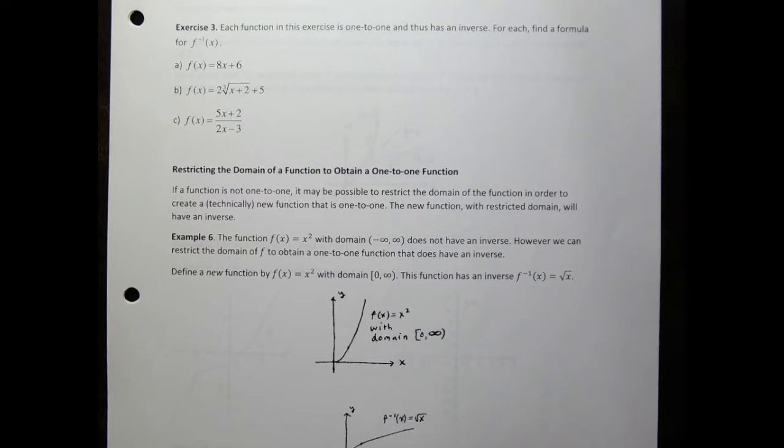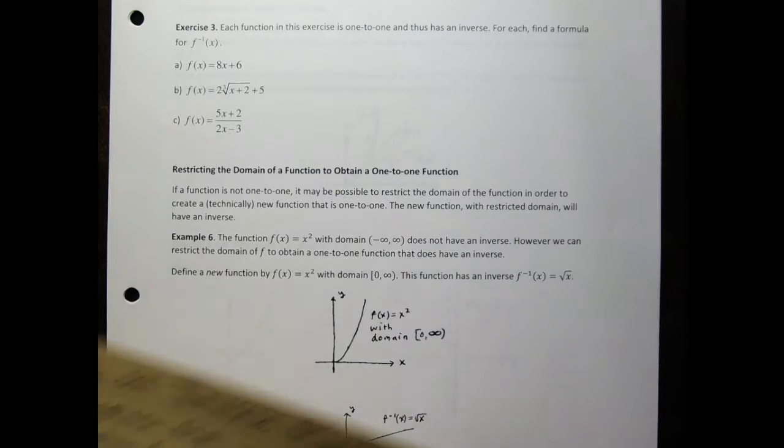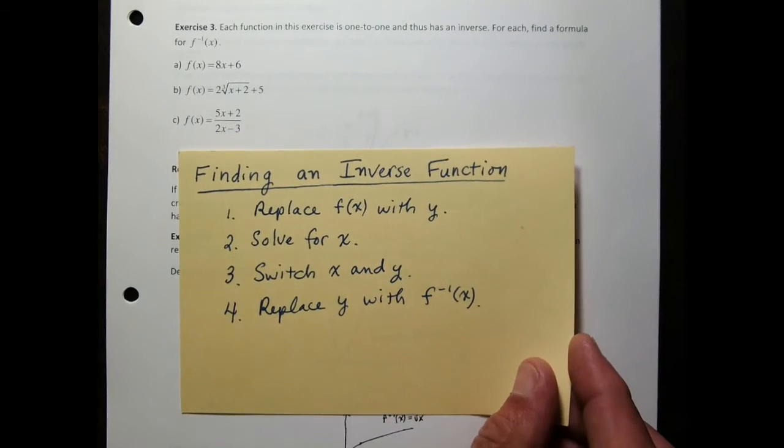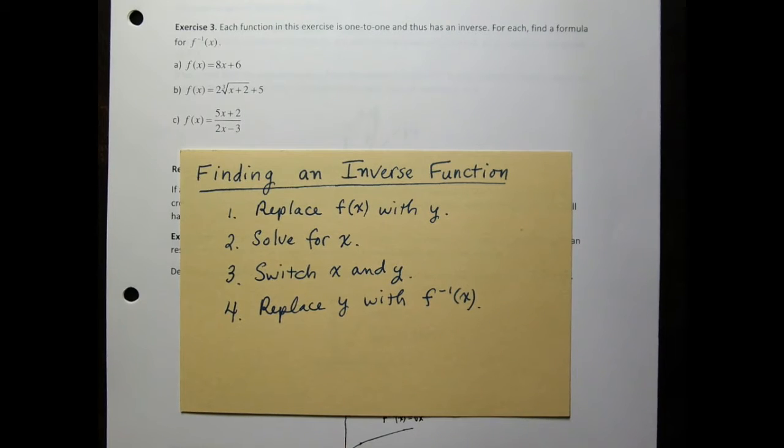We're ready now for exercise 3 on our inverse function handout, where we're going to find an expression for the inverse for each one of these functions. And I wrote on a little yellow card here just the steps that are going to be involved for finding an inverse function. Replace f of x with y, solve for x, switch x and y, and then replace y with f inverse of x.